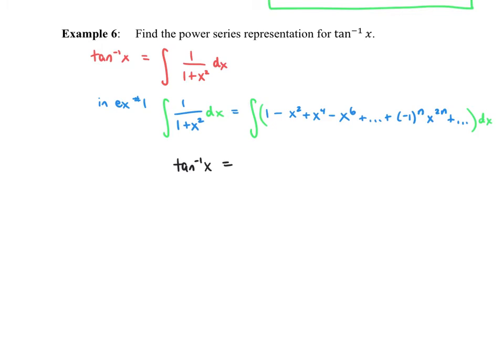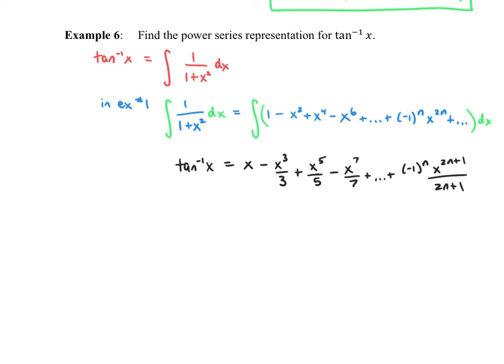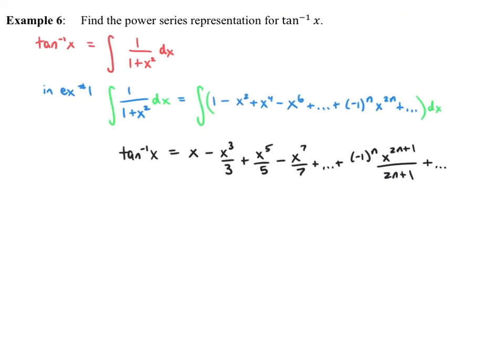Okay. On the right side, I have to take the antiderivative of every part. So the antiderivative of 1 is x. The antiderivative of x squared is going to be x cubed over 3. The antiderivative of x to the 4th is x to the 5th over 5. X to the 7th over 7. And so on. I'll make the general term x to the 2n plus 1 divided by 2n plus 1, and we would continue this pattern.